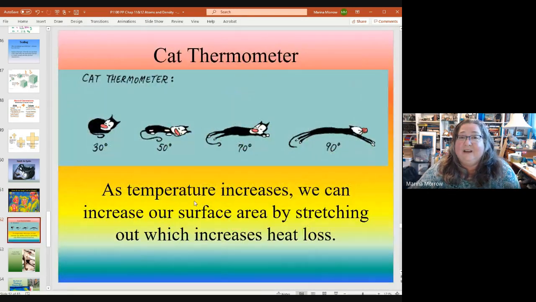Animals also can adjust their body. So here's the cat thermometer. A cat will curl up when it's cold. When it's hot, they stretch out so that more air can reach parts of their body.